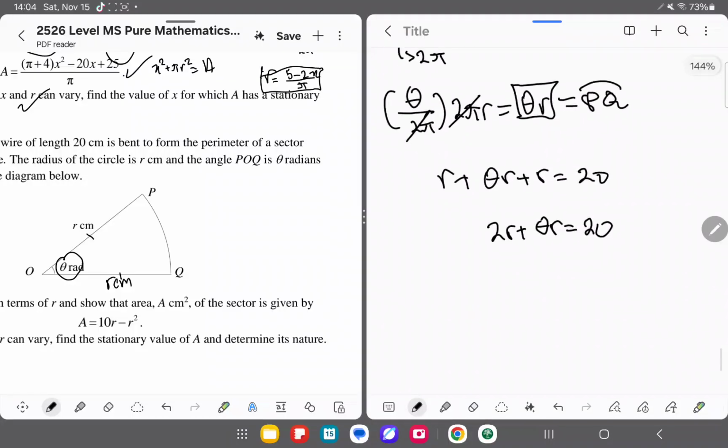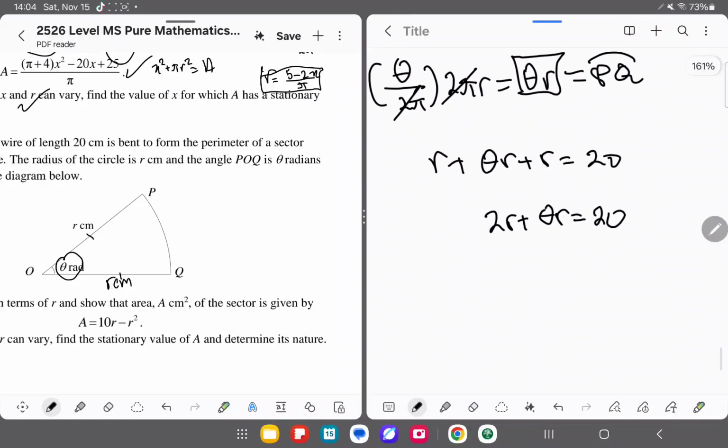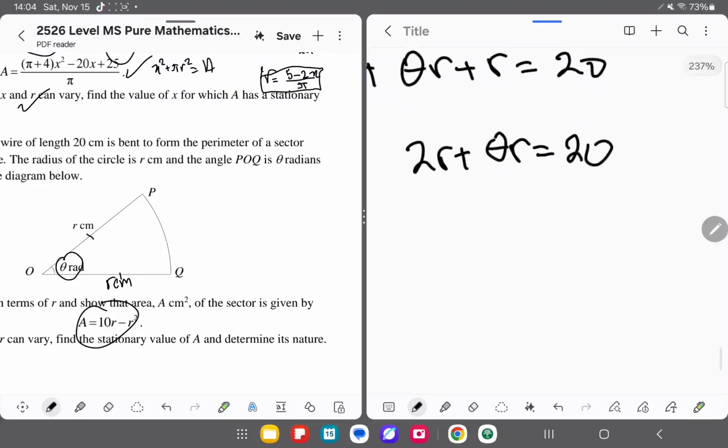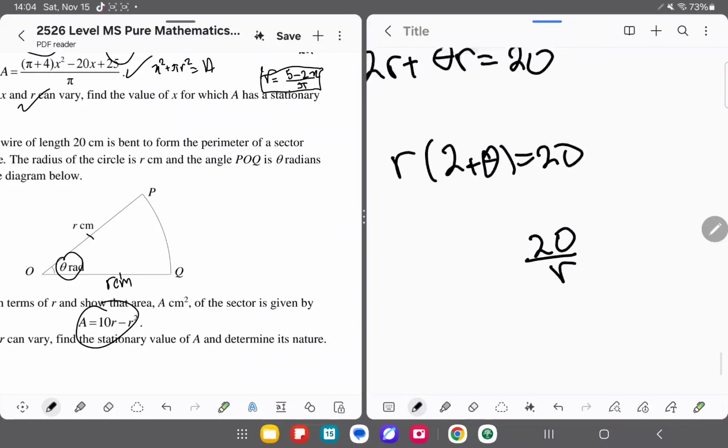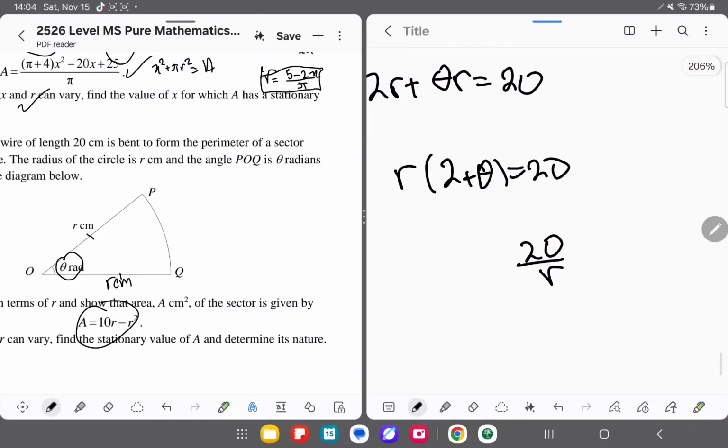And now they want us to find the area. They gave it all in terms of r. So what I'll do is get the value of theta in terms of r. I isolate it. I get r(2 plus theta) equals 20. So I get 20 over r minus 2, and that is equal to theta here.